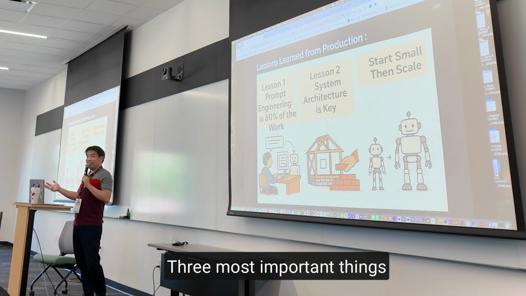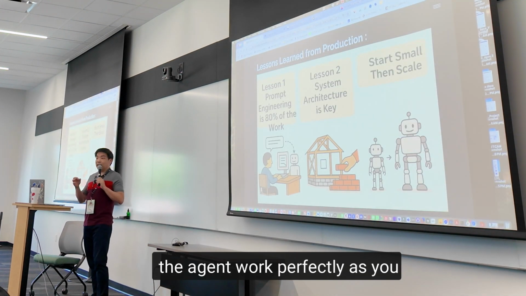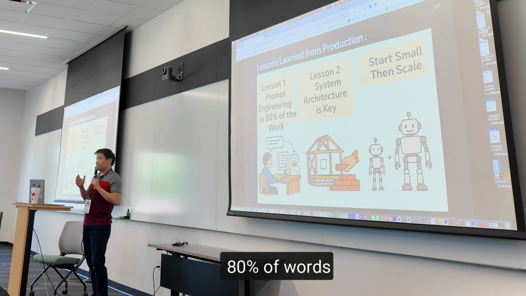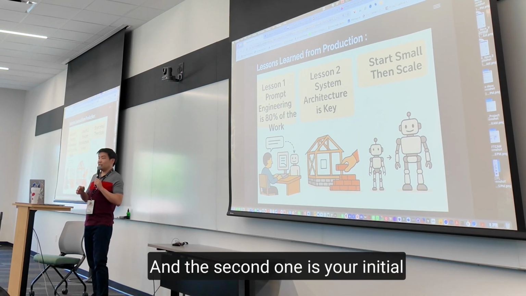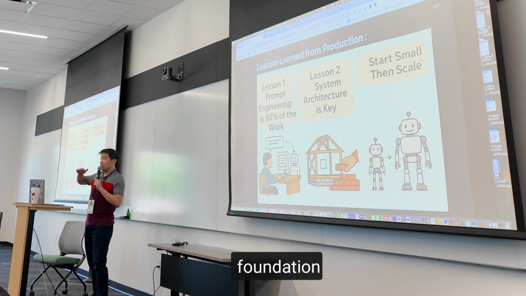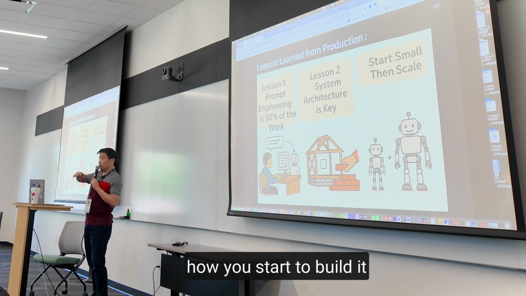Three most important things. The first one is, if you want to make the LLM system, the agent, work perfectly as you expected, 80% of the work, I would say, is your prompt. It's your prompt engineering. And the second one is your initial foundation, which is your architecture. How you start to build it.